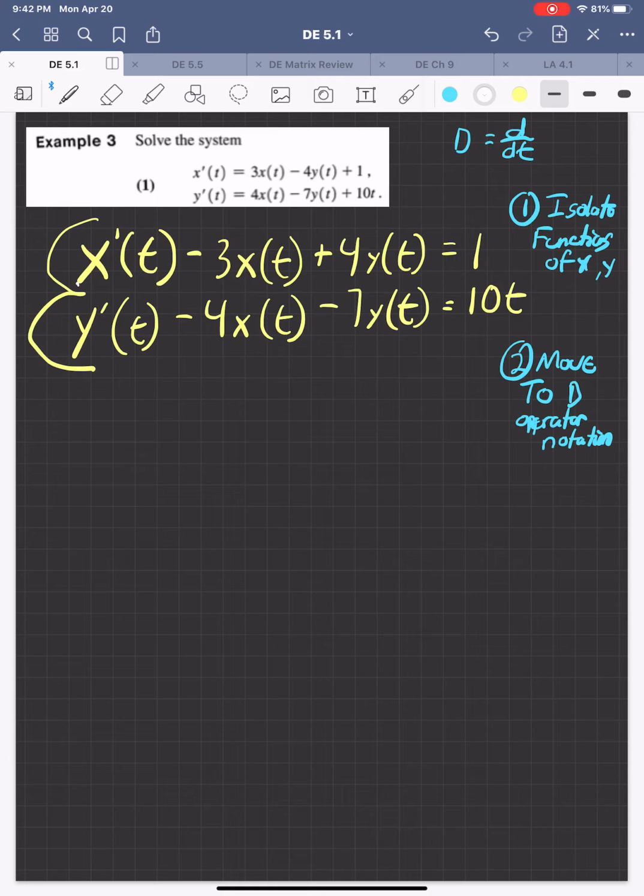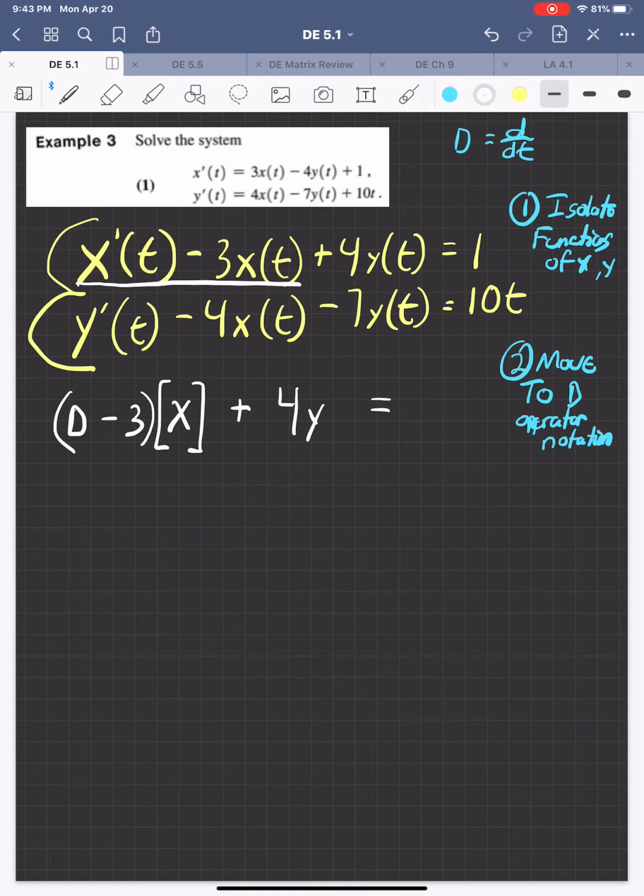All right, so let's start with the x's. We have x prime and we have negative 3x. So we can think about that as, see if you agree with me, D minus 3, and that's all operating on x. And of course, x itself is a function of t, right? And then we would have plus 4y of t, which would just simply be 4y. And all of that is equal to 1. Are you with me on that?